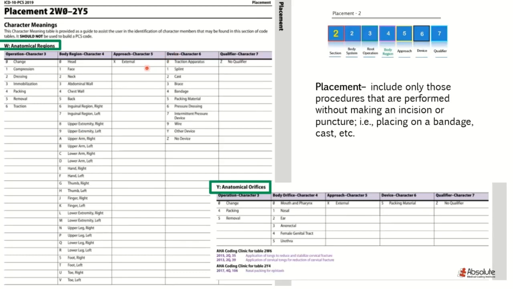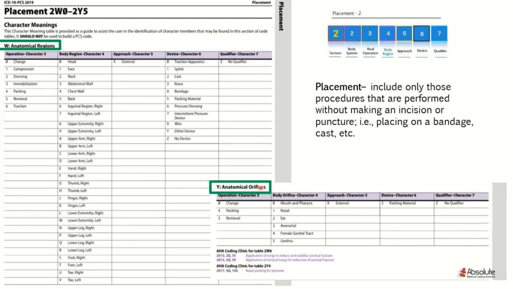Next, you only have one approach. It's external, and then you've got devices. I think this is one of the few times that we are using the devices. All right, the sixth character, the device. If it's a traction apparatus left on or in the body, a 0. A splint will be 1, cast, 2, brace, 3, bandage, 4, packing material, 5, pressure dressing, 6, intermittent pressure device, 7, wire, 9, other device, Y, Z, no device. All right, and our seventh character is Z. That's easy. So these are all the characters or values for your anatomical regions.